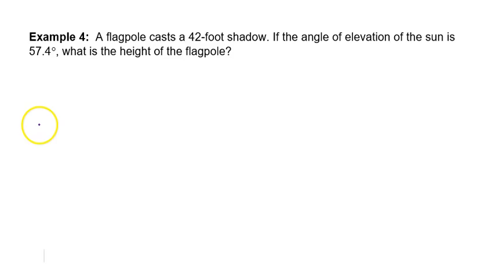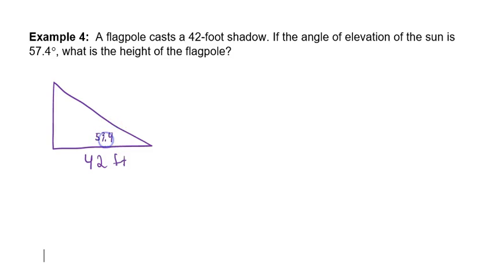Okay, for those of you who have stayed with me, or if you did pause and try it yourself, we have a flagpole casting a 42-foot shadow. So here's my flagpole, here's my shadow. The shadow is 42 feet. The angle of elevation of the sun, so the sun would be over here and you're looking up toward that, is 57.4 degrees for that angle here. What is the height of the flagpole?